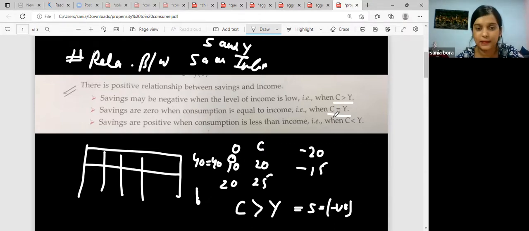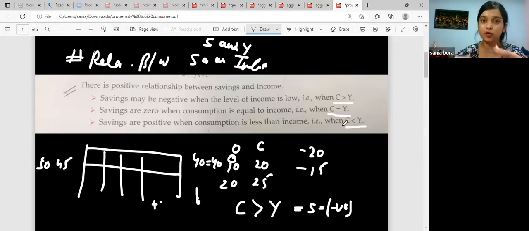Good. Now next one, savings are positive when consumption is less than income. You can check, after zero your savings become positive, and your consumption is less than income. For example, you are earning 50 rupees and your consumption is 45. So your income is more than your consumption; you consume 45 rupees, but you are left with 5 rupees. That 5 rupees you will save, right?